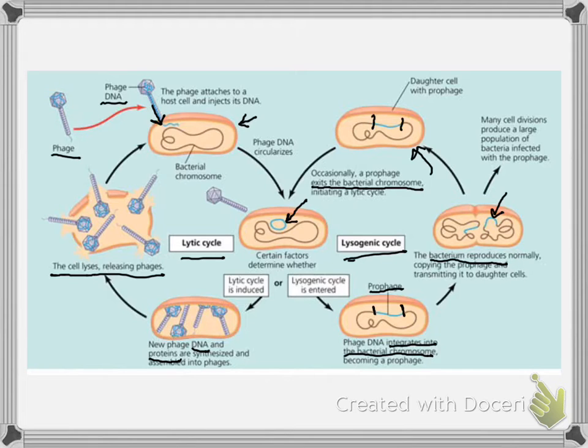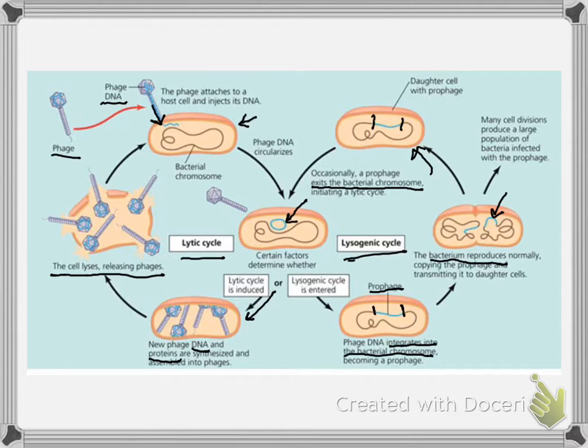Now, this phage breaks out, and now it can go into that lytic reproductive cycle and make new viruses. So sometimes you can be infected with a virus and have no symptoms because the virus is being dormant inside your cells. All right, so that is how viruses infect cells.